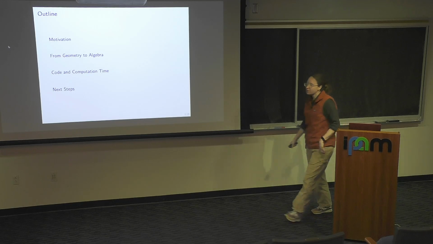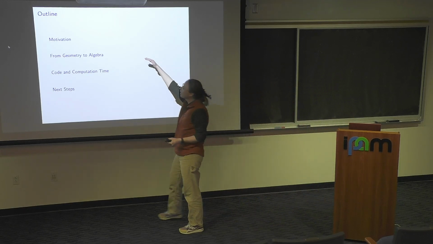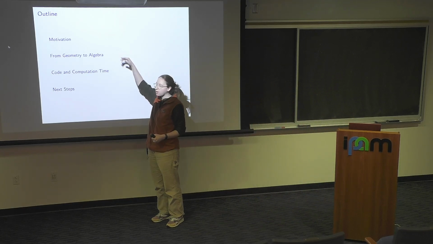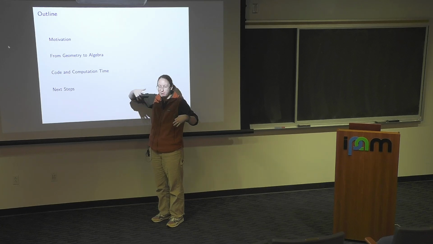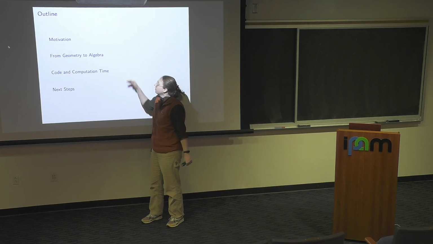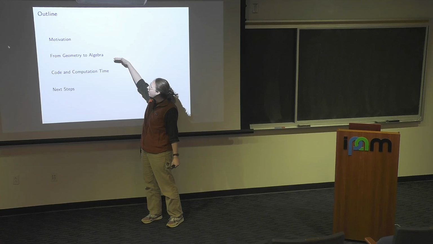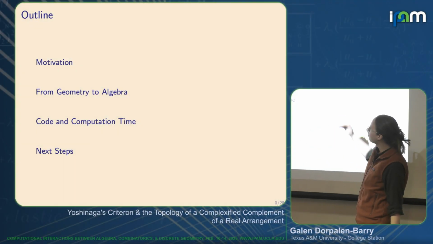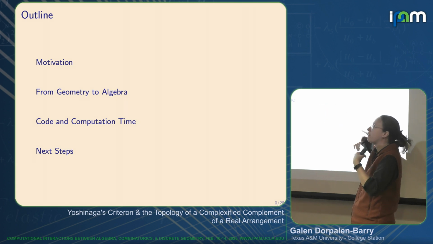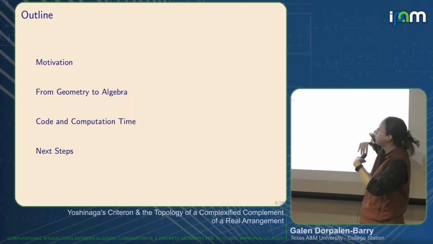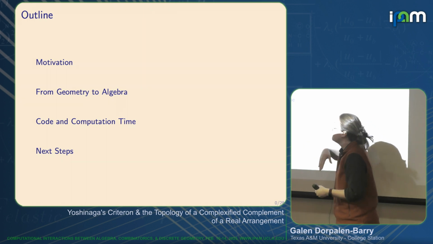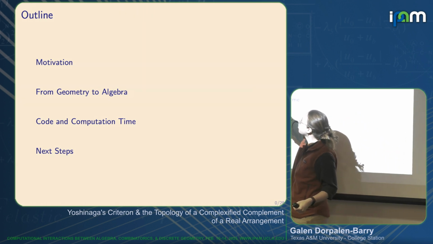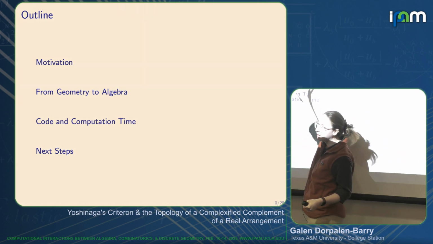Okay, so this talk has 4 parts. I'm going to try and explain the motivation to you. So this is where this topological question is coming from. In the second part, I'm going to talk about how to translate this geometric problem into an algebraic one. And then I'm going to flash at you a little bit of the computation time to compare this more combinatorial geometric description to the algebraic one.